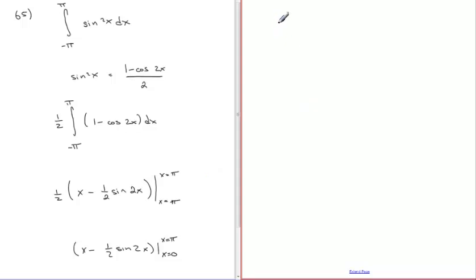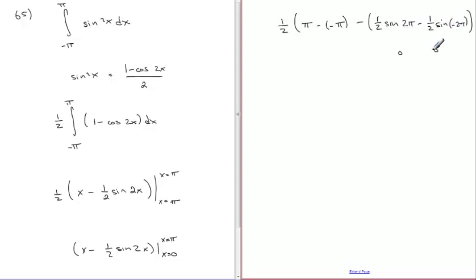So we have 1/2 times. So you have x at pi, and then you subtract x at negative pi. So you get negative pi right there. And then we would have minus 1/2 times the sine of 2 times pi minus 1/2 times the sine of negative 2 pi. Make sure I have all the parentheses correct. Well, the sine of 2 pi is the same as the sine of 0, which is 0, and the sine of negative 2 pi is also 0. So these are all 0.